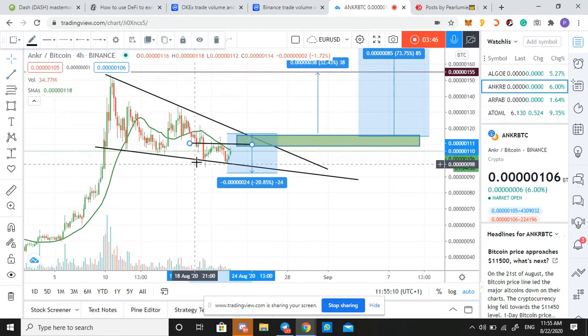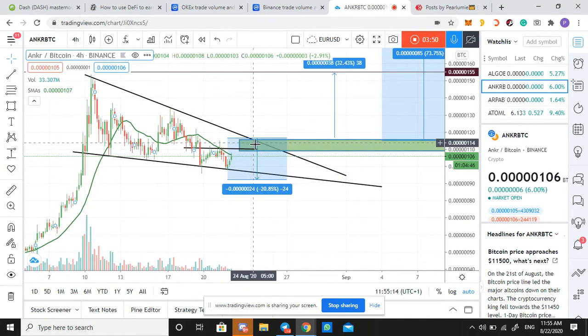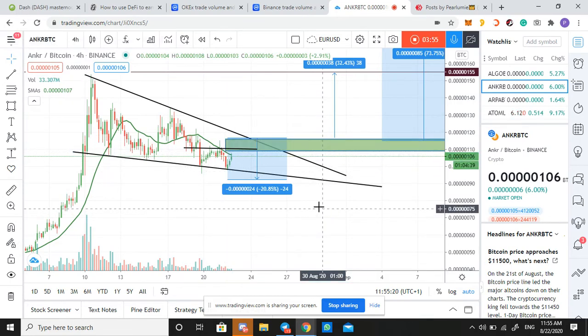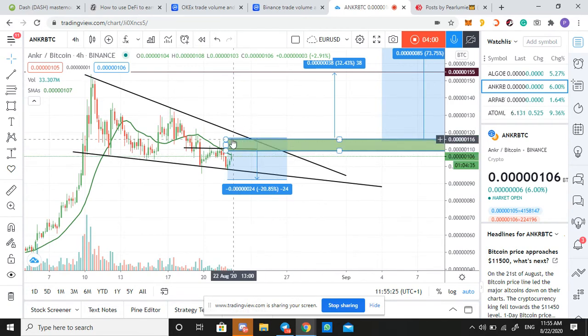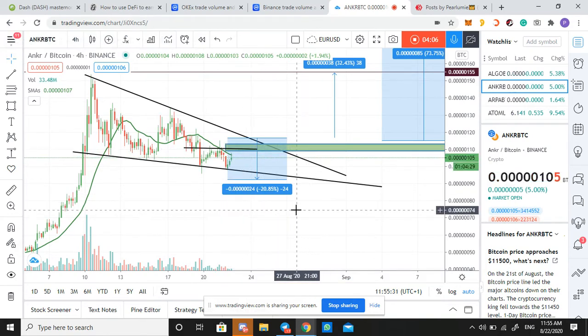we can be sure price would definitely break this box over here. But that's not a certainty. So we still have to wait for price to break this upper trend line as well as the box over here before we enter the trade.